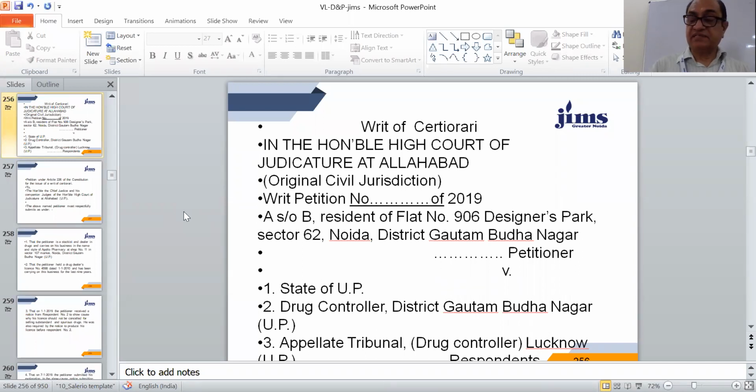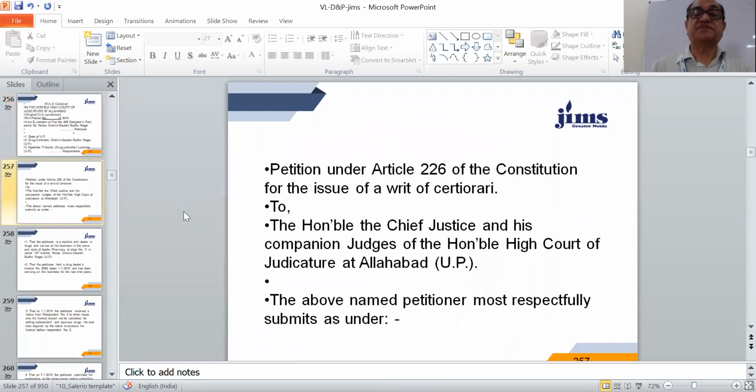Now let us see what the facts of this case are. After writing the complete name, parentage, and address of the petitioner and respondents, now the center heading will come: petition under Article 226 of the Constitution for the issue of a writ of certiorari. If you are going to file this petition in the Supreme Court, then the center heading would be petition under Article 32 of the Constitution for the issue of a writ of certiorari.